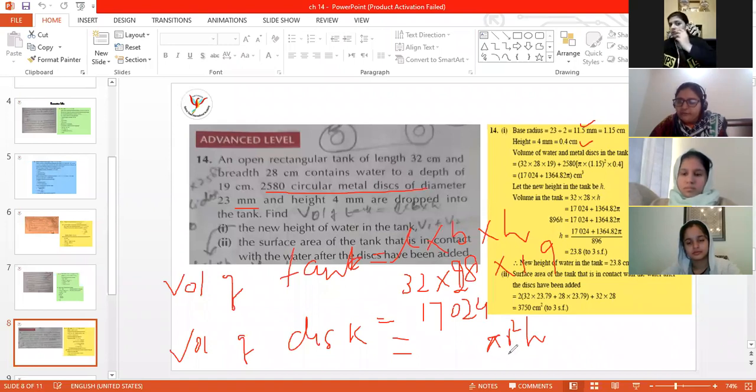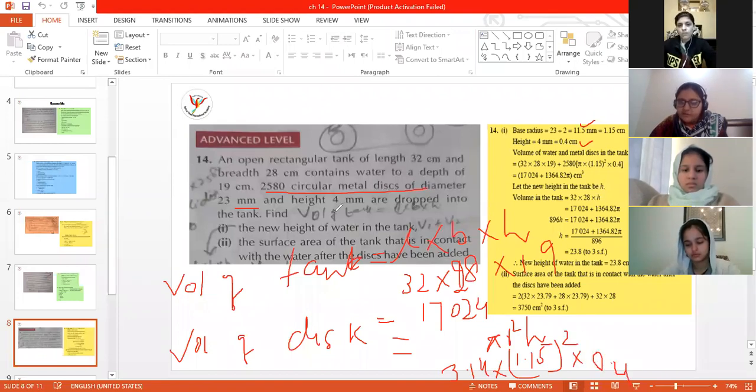Pi is 3.14. R is 1.15 squared. And the height is 0.4. What we have to do is simply multiply these, and the answer will be in this solution.